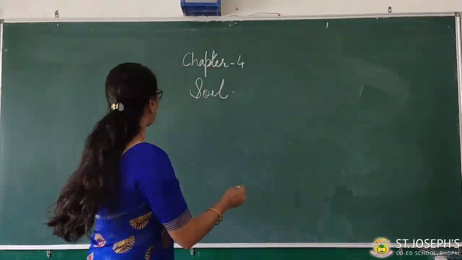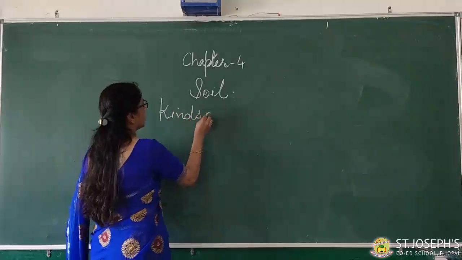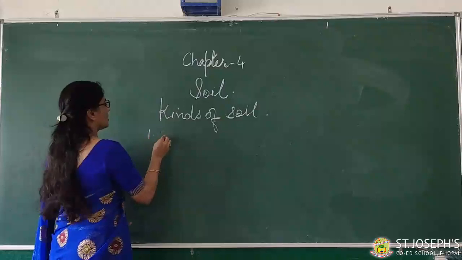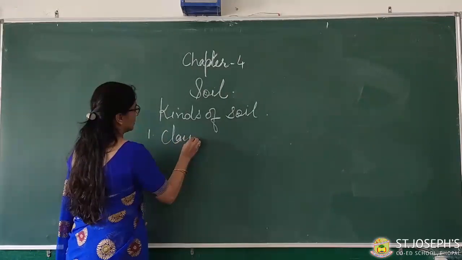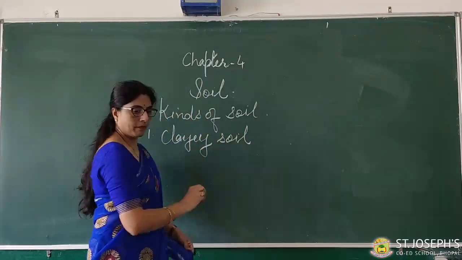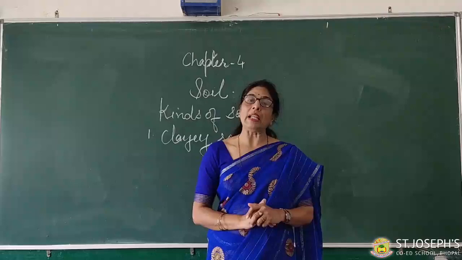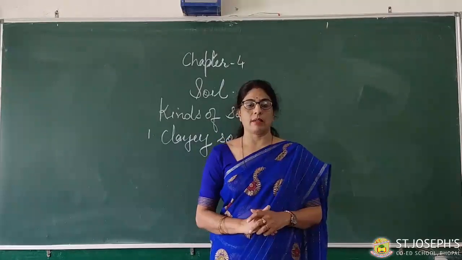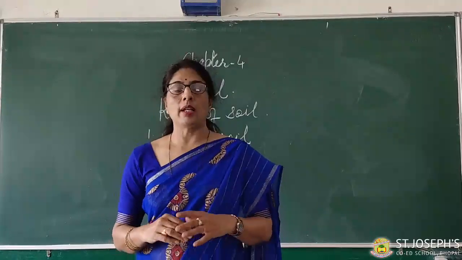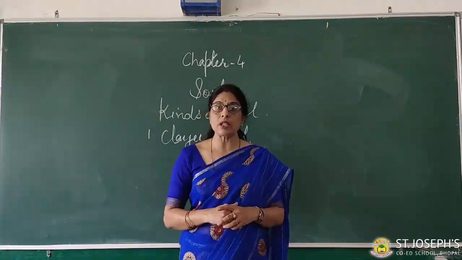So let me show you all the kinds. Let me write here: kinds of soil. First is clayey soil. Clayey soil is made mainly of clay particles. These particles are very smooth when we touch. That is why this soil is very smooth to touch as well as sticky too.